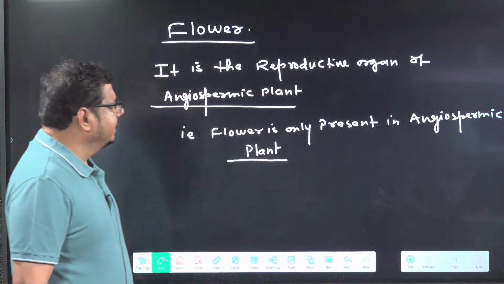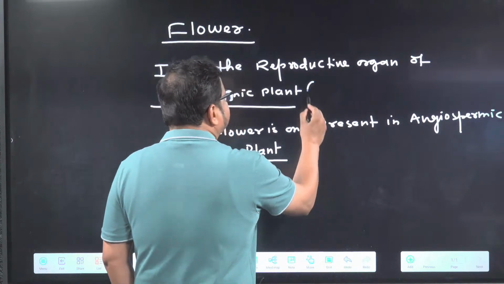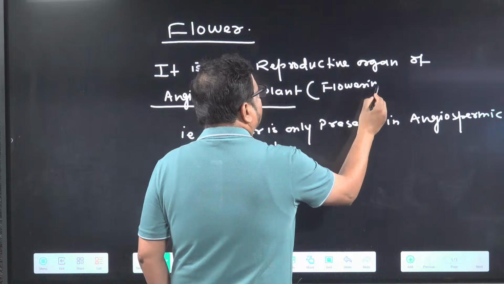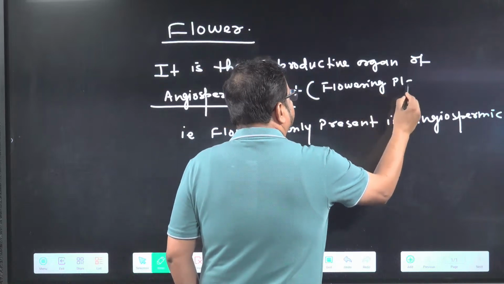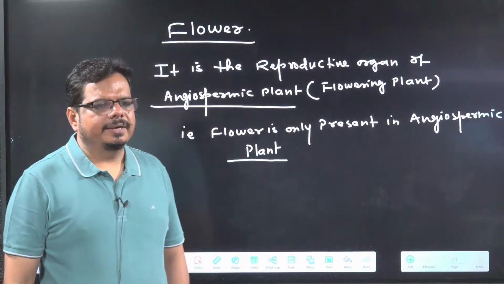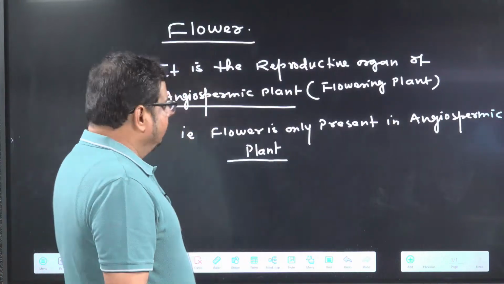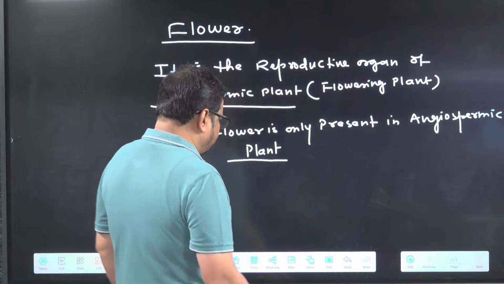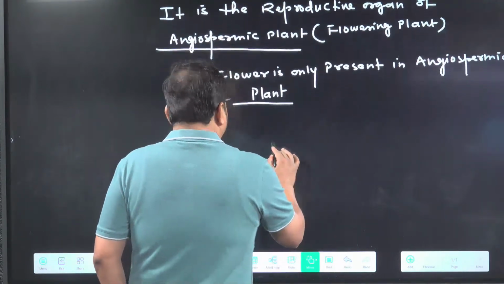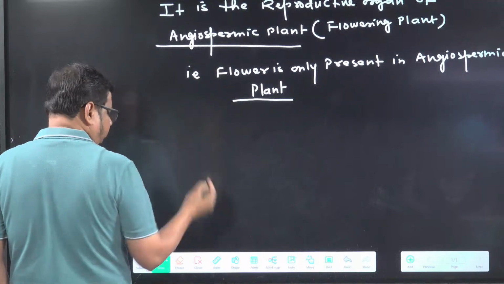Getting the idea or not? And that is the reason angiospermic plant is also called which plant? Flowering plant. Is it all right or not? Clear? Now we are just going to talk about parts of flower.